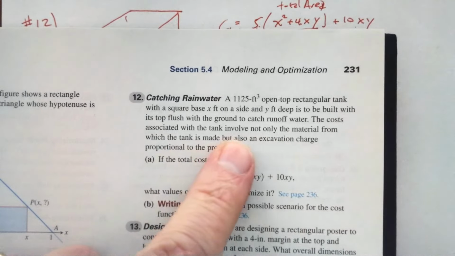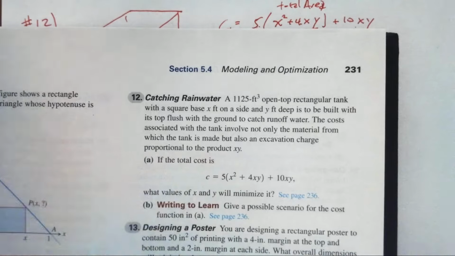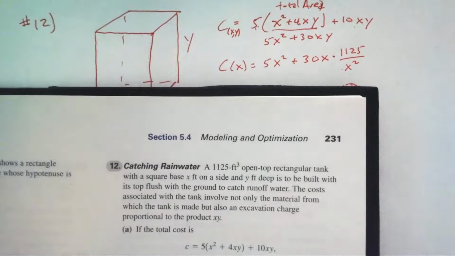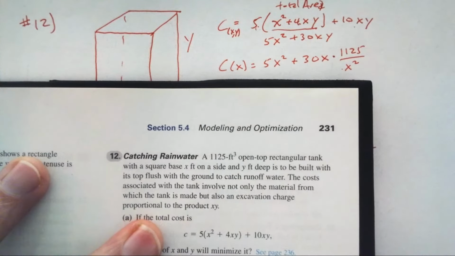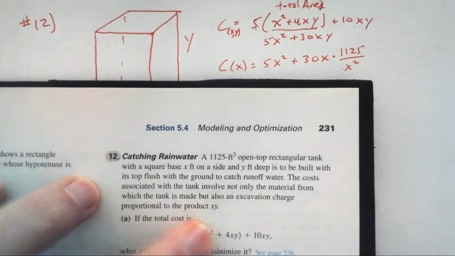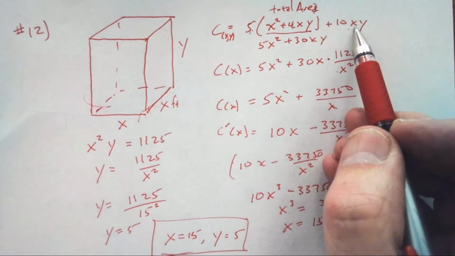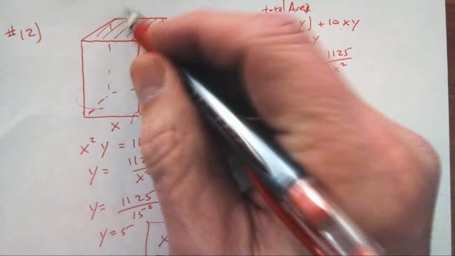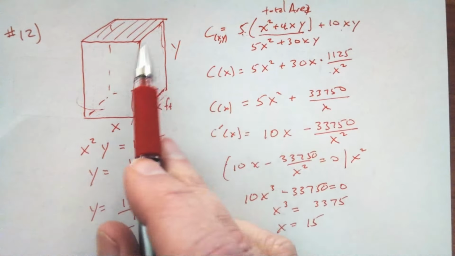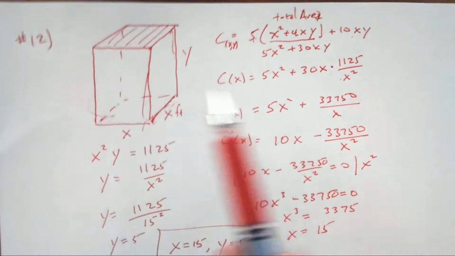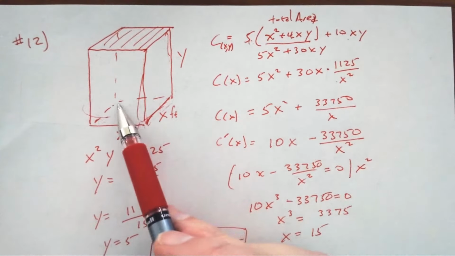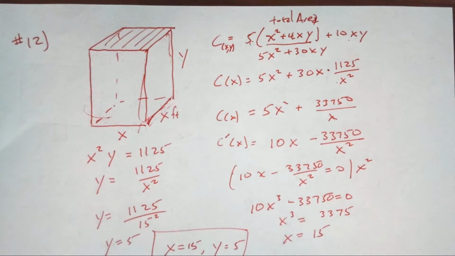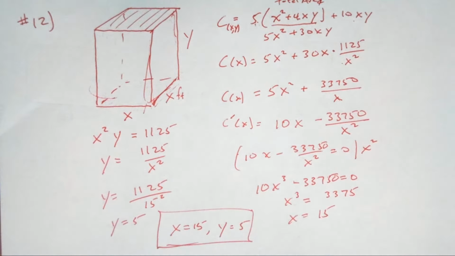So let's read this again. The costs associated with the tank involve not only the material from which the tank is to be made, so that could be $5 times our total area, but also an excavation charge proportional to the product xy, so plus $10 times this little cross section. We just have all these little cross sections going down through here. So plus $10 for just the excavation charge, $10 times the amount of excavation based on the area of one side. Something along that line. So there's kind of a lot going on there, thinking of that through B.